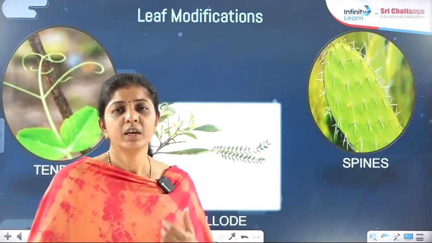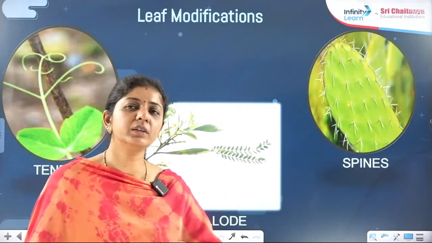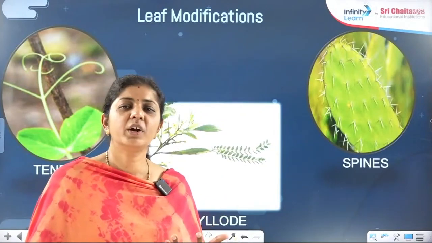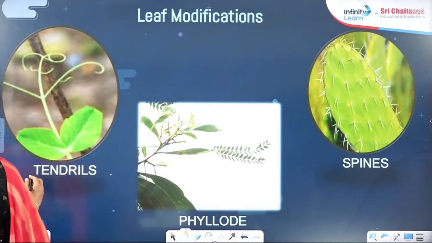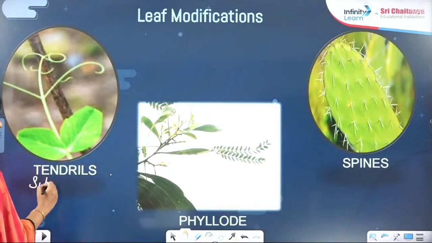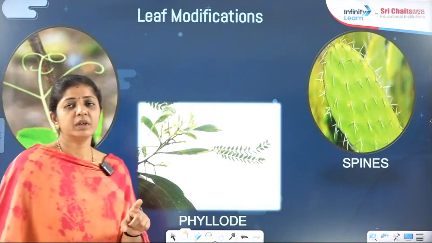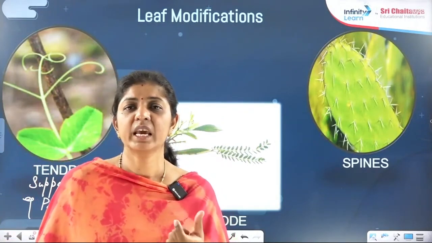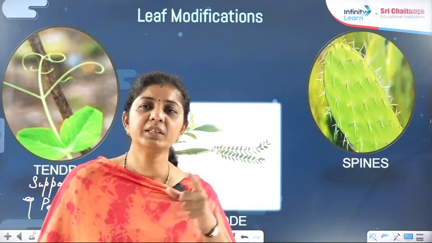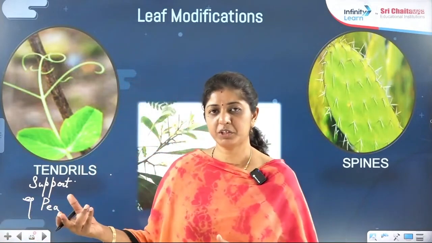Very important. If the leaf structure is modified and performs a function other than the primary, you call it leaf modification. Like here, the first function, tendrils are given for support. Now here the example will be of pea. Please do remember stem tendril. We discussed there, for example, grapevine. Grapevine tendril is a stem modification. In the pea, tendril is the leaf modification, right?